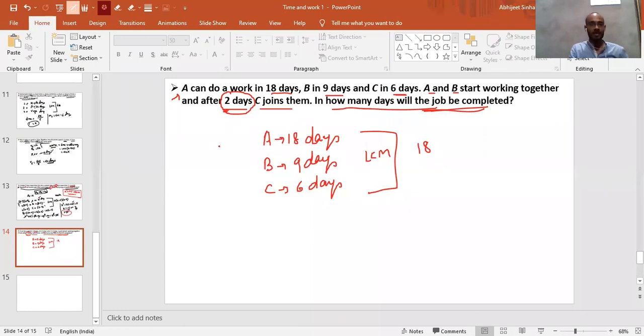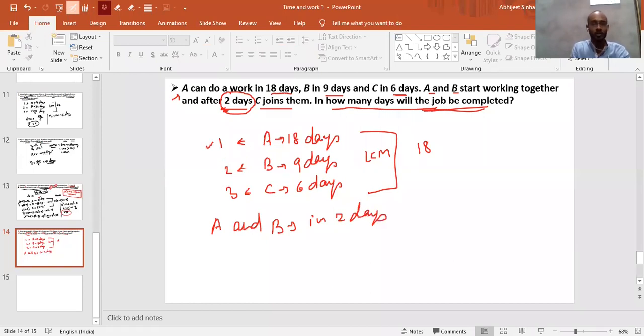Some more answers. Saswat said 3, but is it correct or not? Some more answers. So this is 18 by 18, this is 1, this is 2, and this is 3. So who worked for 2 days? That is A and B. So how much work will A and B do in 2 days? That we need to check at first.